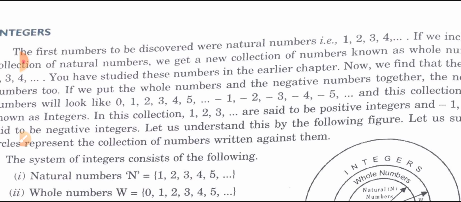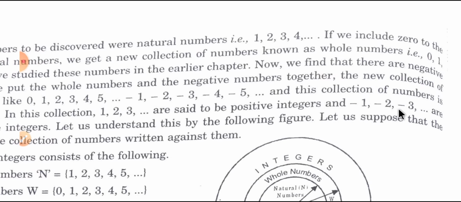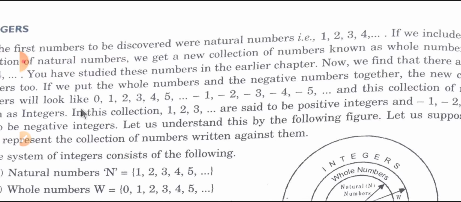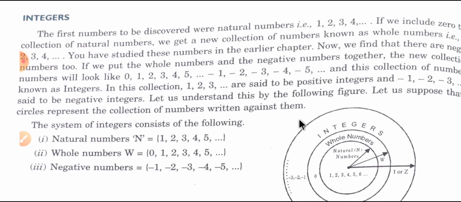So what are integers? If we include negative numbers with whole numbers, those numbers are known as integers. Or we can say that 1, 2, 3 are said to be positive integers, and minus 1, minus 2, minus 3 are known as negative integers. You can see this figure. In this figure, natural numbers 1, 2, 3, 4, 5, 6; if we include 0, this is known as whole numbers; and 0 together with negative numbers will be represented as integers.